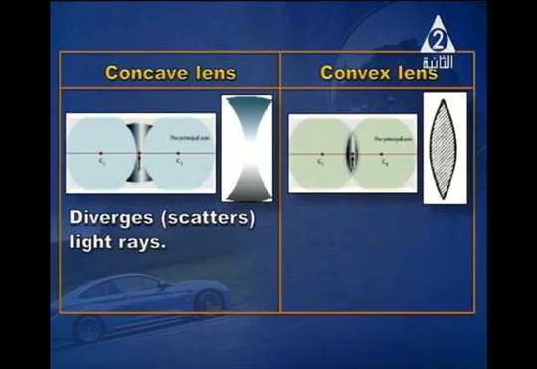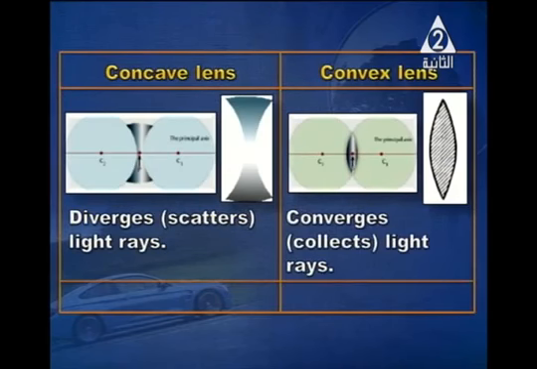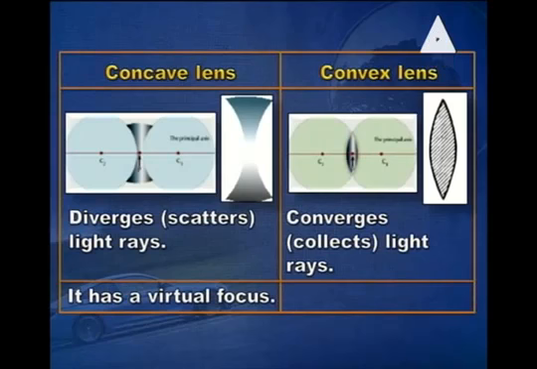The concave lens will diverge or scatter the light rays after they fall on it, while the convex lens will converge and collect the light rays after they fall on it. The concave lens always has a virtual focus because it diverges the light rays, so the refracted light rays can't intersect, while the convex lens has a real focus because it collects the light rays after refraction in a point called the real focus.